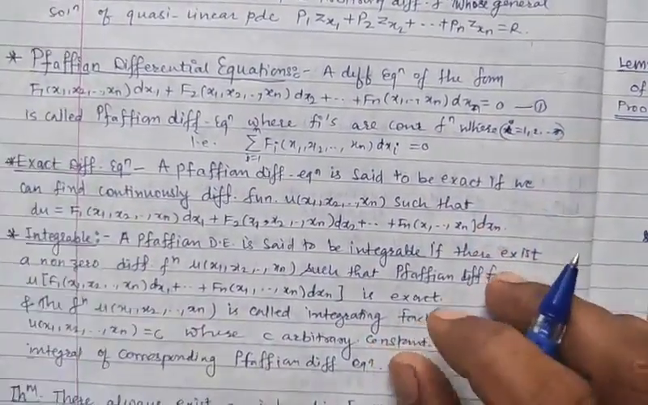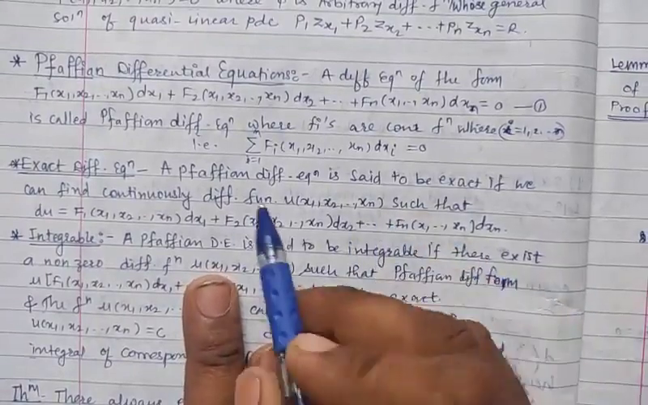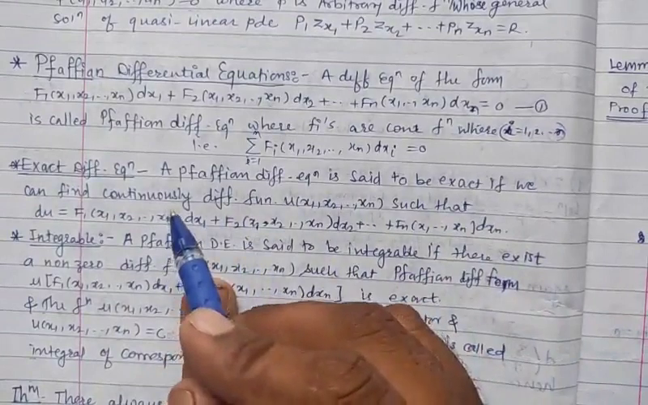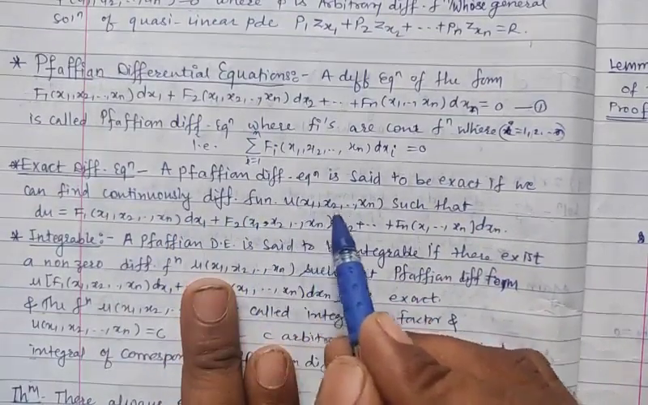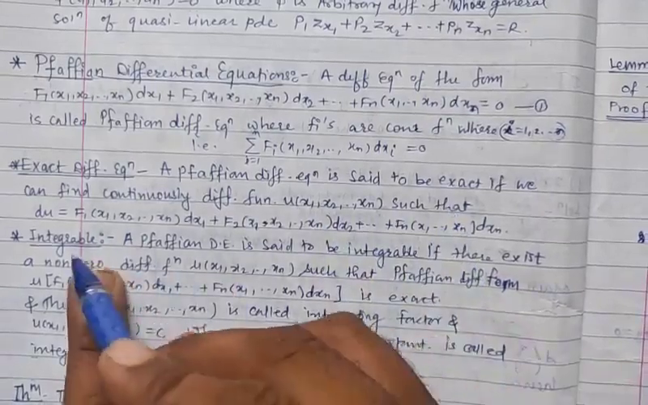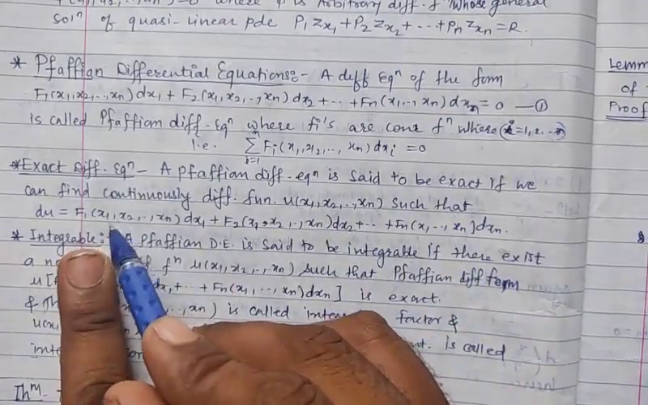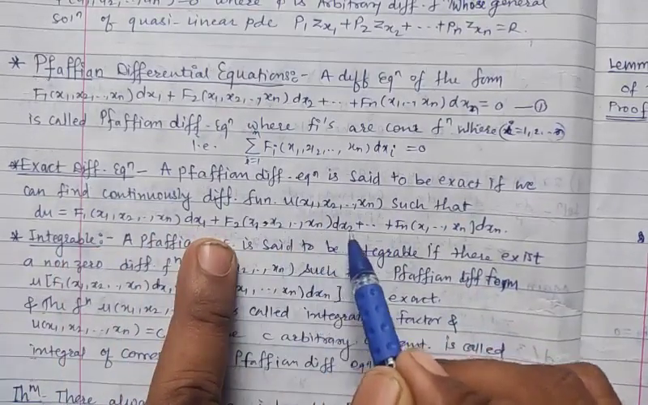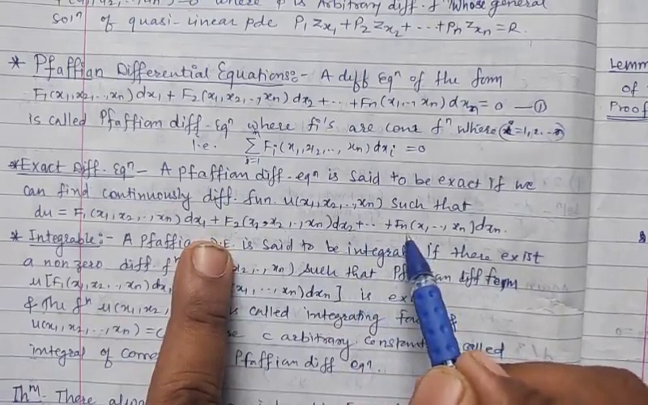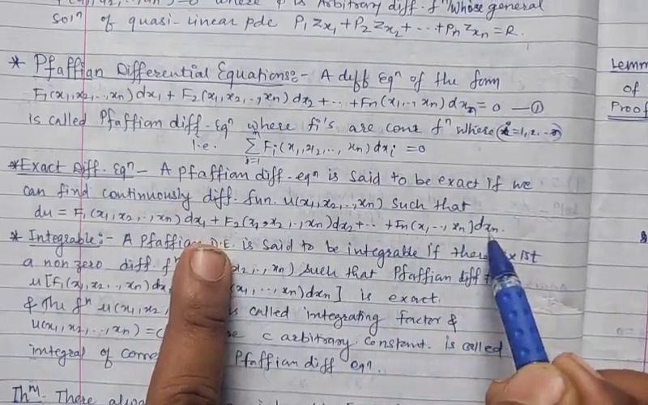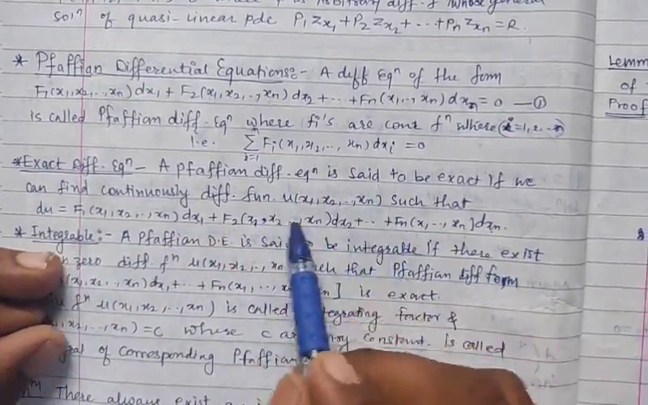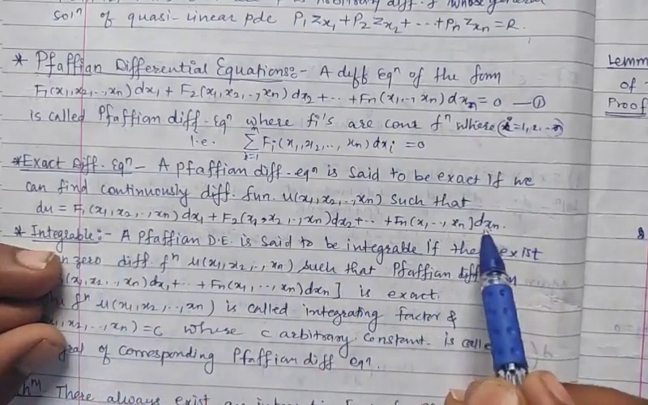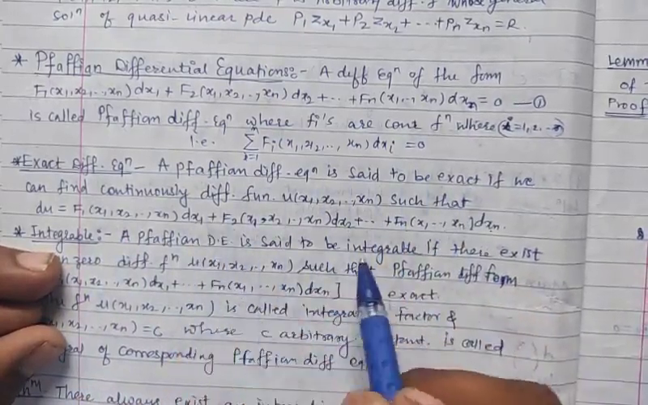A Pfaffian differential equation is said to be exact if we can find a continuously differentiable function u(x1, x2, ..., xn) such that du = f1(x1, ..., xn) dx1 + f2(x1, ..., xn) dx2 + ... + fn(x1, ..., xn) dxn. If we can find such a u, then we say that du = f1 dx1 + f2 dx2 + ... + fn dxn is the exact differential equation.